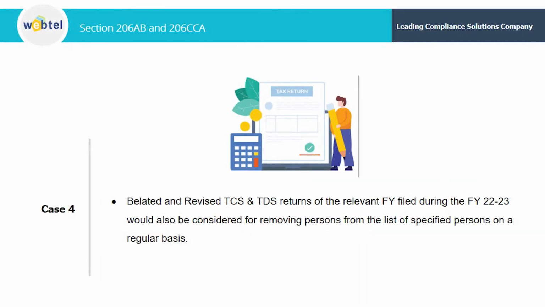And the final case for removal from the list of specified persons is when belated and revised TDS or TCS returns of the relevant financial year are filed during financial year 22-23, and the same will also be considered for removing persons from the list of specified persons on a regular basis.